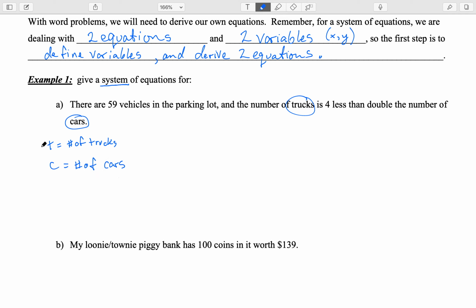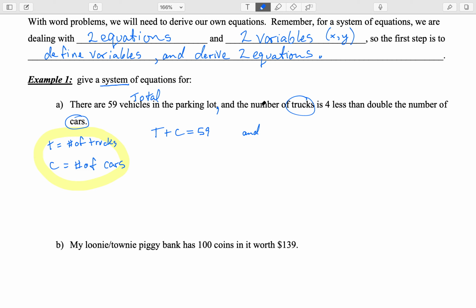So step one, the first thing I do is define what the variables are. What does T stand for? Obviously T stands for trucks. Now I need to figure out two different equations. Here's a very common one. It says there's 59 vehicles in the parking lot. That's a total, right? They told you there's a total of 59 vehicles. So I know that T plus C should equal 59. That's my first equation. I need another equation now.